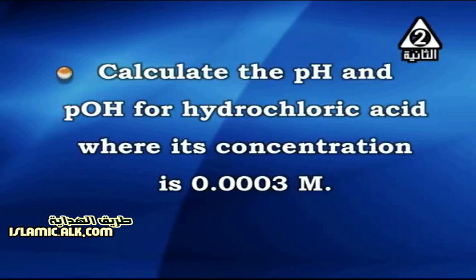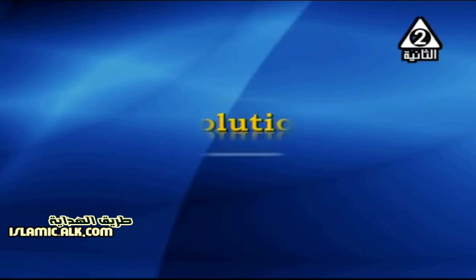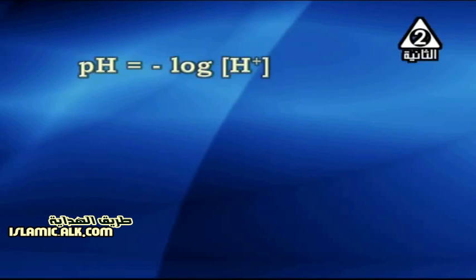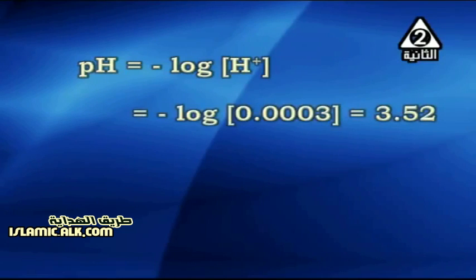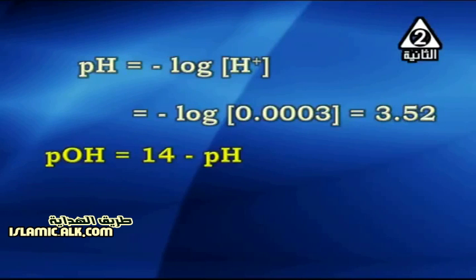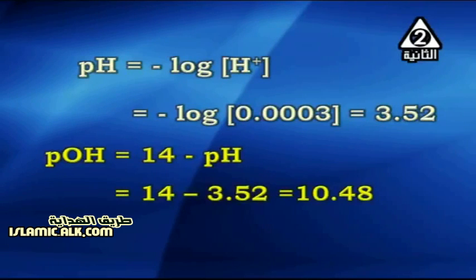Another example, my dear student: calculate pH and pOH for hydrochloric acid, where its concentration is 0.003 molar. My dear student, we know that acids differ in their strength, maybe strong acid or weak acid. Hydrochloric acid is a strong acid. What does it mean? It means its concentration equals the concentration of hydrogen ion. So we can solve this problem as follows. The pH is minus log of the concentration of hydrogen ion, which is the concentration of the acid, as it is a strong acid and completely ionized in water, so all the concentration is changed into hydrogen ion. So negative log 0.003 equals 2.52. And pOH equals 14 minus pH, so 14 minus 2.52 equals 11.48.